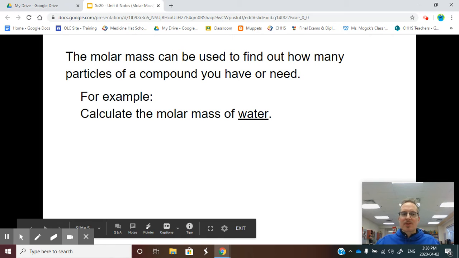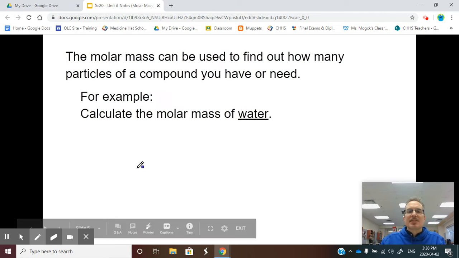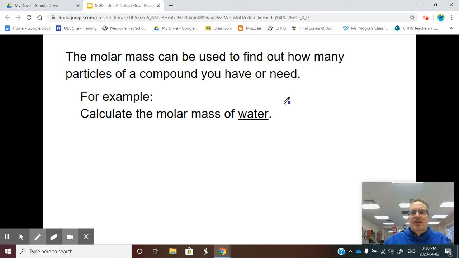So what I want to work with you today is to figure out the molar mass of some common substances. The substance we're going to start with is really easy. We're going to start with H2O, and we're going to figure out the molar mass. To do this, you need your data booklet. Open up to the periodic table, and the number underneath the name of each element is the mass number.